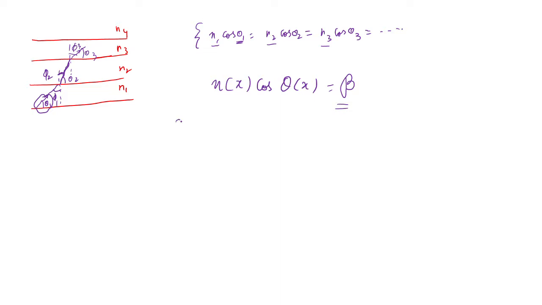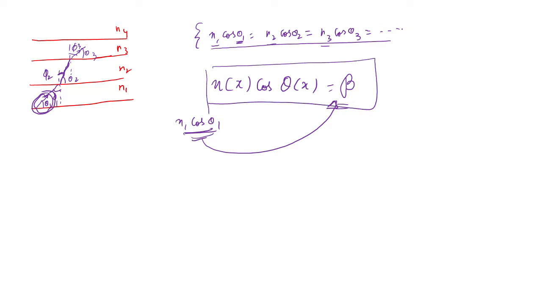Then you can calculate n1 cosine theta 1 experimentally, because you know where you are and where the object is, you know the refractive index right at the place of the object, and if you take one ray of light going from the object at a particular angle like theta 1, we can calculate n1 cosine theta 1, and because all of these products of n and cosine theta are equal to the same constant, we can use this constant as beta. So we can write a general equation to define ray paths in an inhomogeneous medium as n of x cosine theta of x is equal to constant.